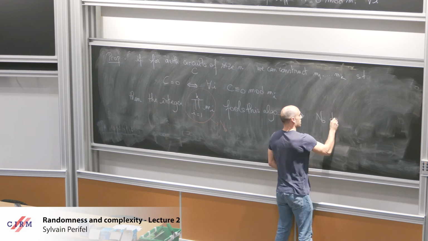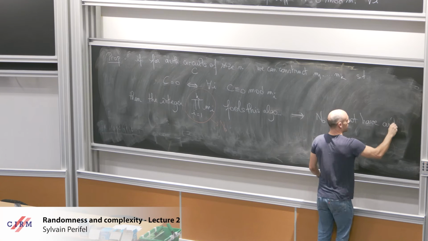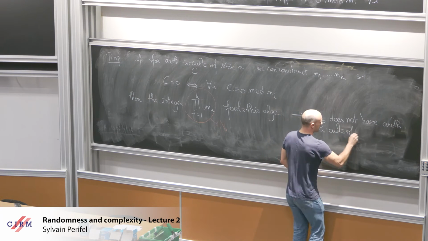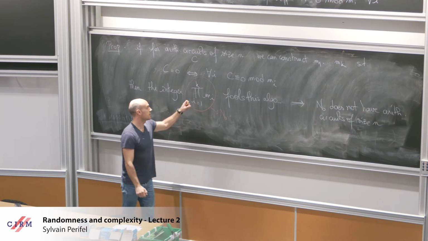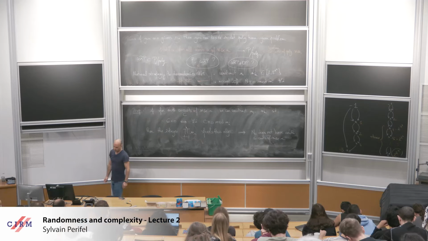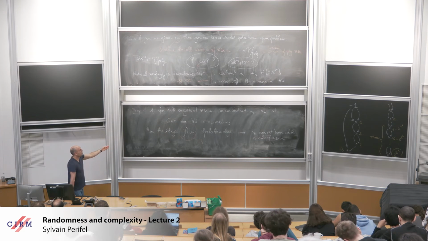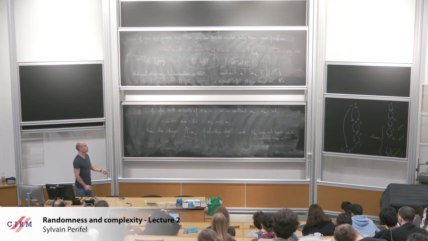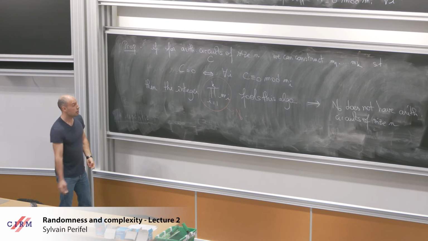N0 does not have arithmetic circuits of size n. And you have a lower bound. You have shown that this particular integer does not have arithmetic circuits of size n. Okay? So this is a link between de-randomization and lower bound. This is a lower bound on circuits, and you show that this particular integer does not have arithmetic circuits of size n. Actually, we can do more.